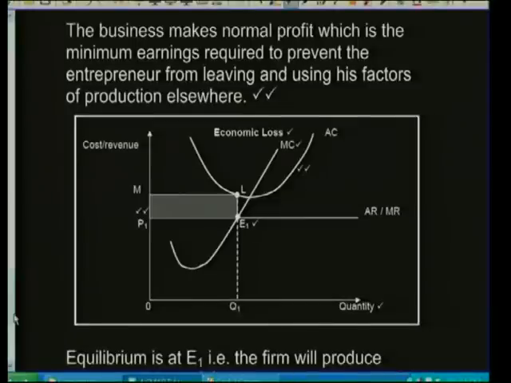Going back to the memo, I see that the business makes normal profit, which is the minimum earnings required to prevent the entrepreneur from leaving or using the factors of production elsewhere. In other words, when you look at opportunity cost, if you have to decide between 2 different possibilities, you will not continue to produce if you do not make normal profit in the perfect market.